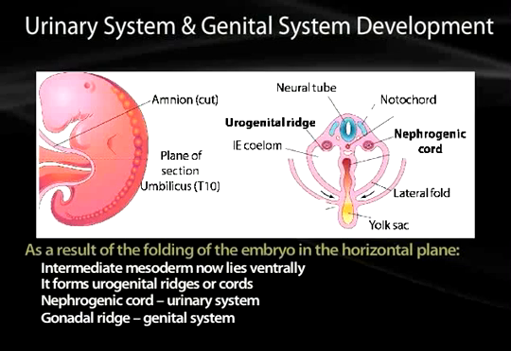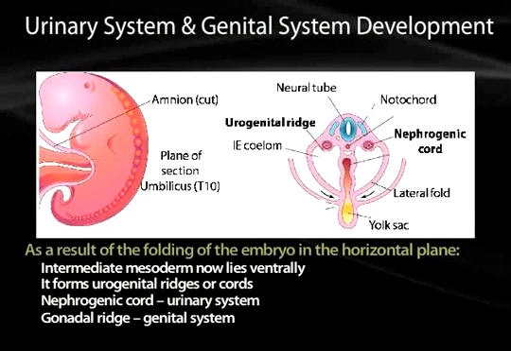Those urogenital ridges will start to form nephrogenic cords depending on where they are, either in the neck or the thorax or in the pelvic regions. As a result of the folding in the embryo in the horizontal plane, those intermediate mesoderms will now be lying next to the medial side of the embryo. And that's going to be causing the urogenital ridges. The nephrogenic cords will be the early primordial urinary system, and around the T10 region is where the genitals will start to form.